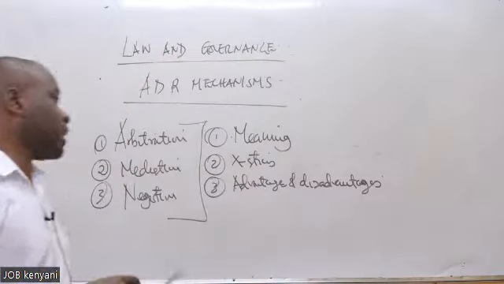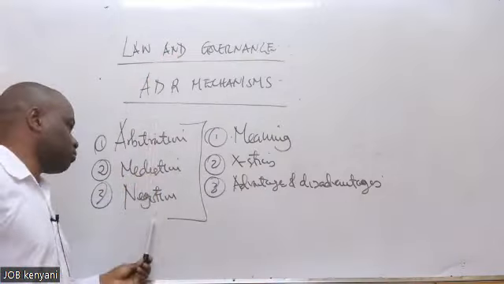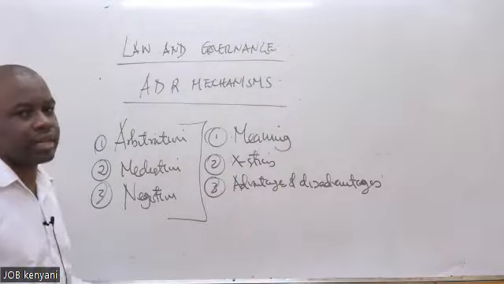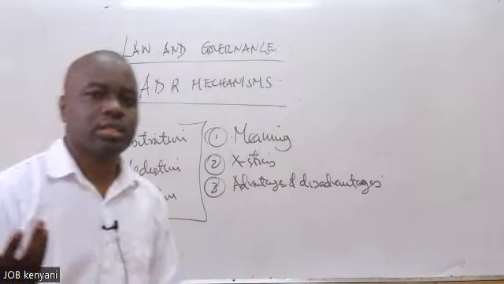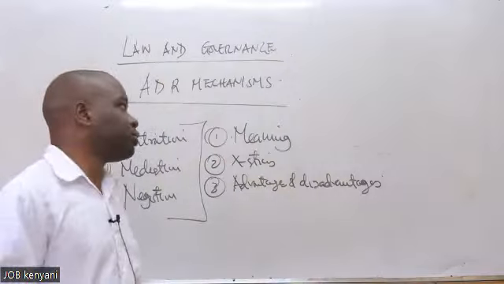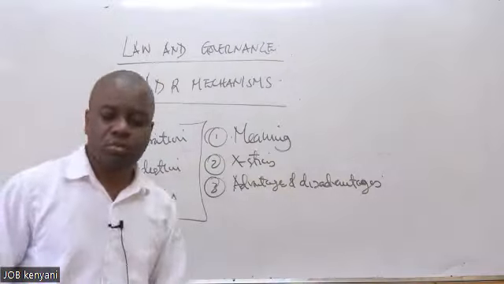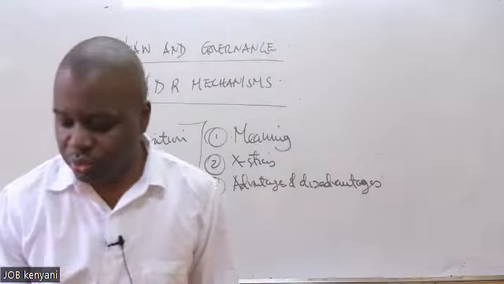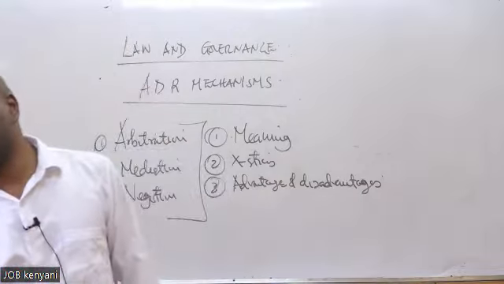If these mechanisms don't work for you as a party, then you can opt to go for a court process. But before you go there, you can use these mechanisms to resolve a dispute. So we can start with arbitration.